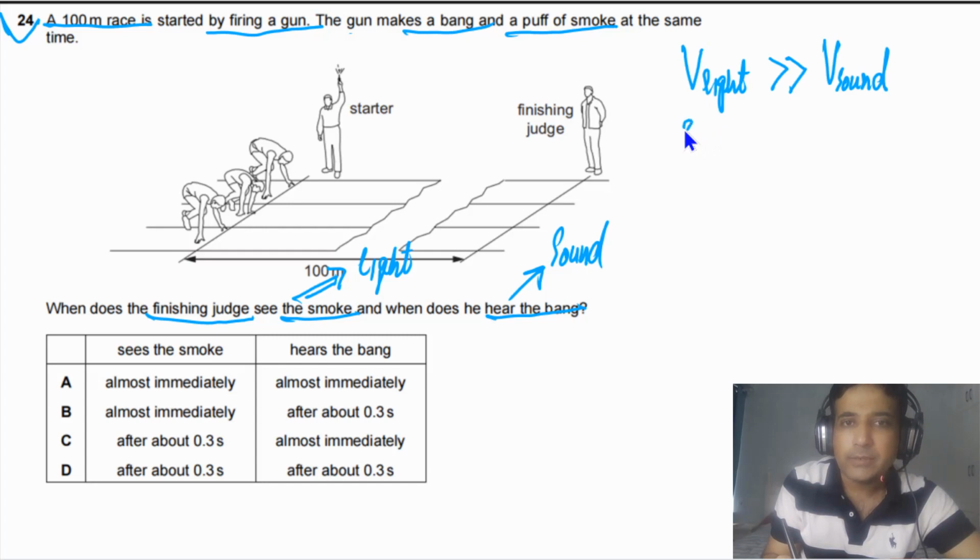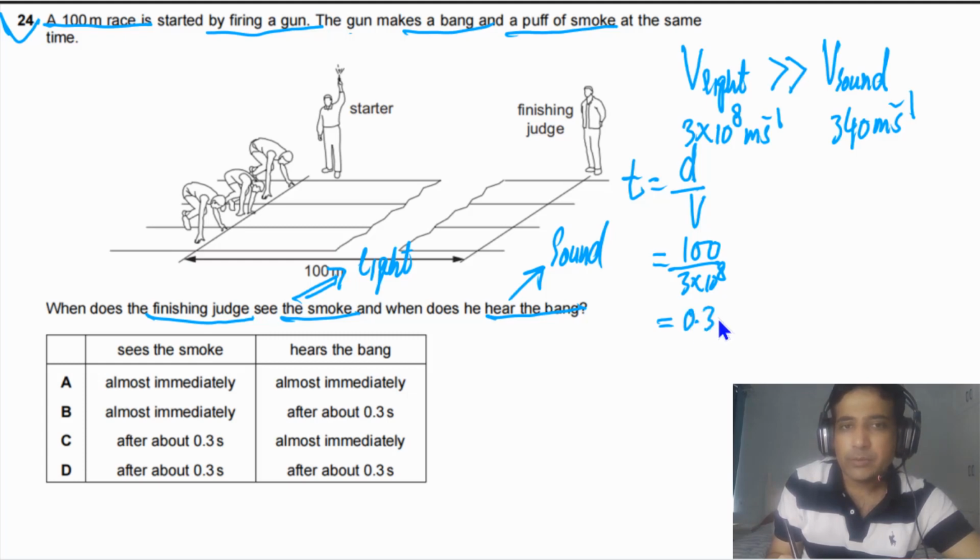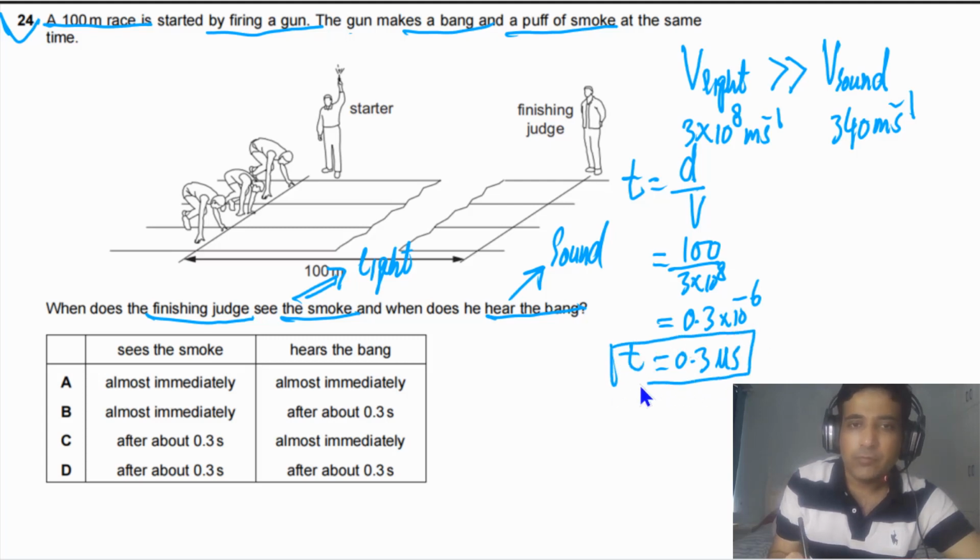The speed of light is about 3 times 10 to the 8 meters per second, and the speed of sound is about 340 meters per second at room temperature. So we can calculate the time. T will be equal to D divided by V, distance over speed. Distance is 100 meters and the speed of light is 3 times 10 to the 8. If we simplify, we get 0.3 times 10 to the minus 6, meaning it will take only 0.3 microseconds. So the time taken is very short for the light to travel.